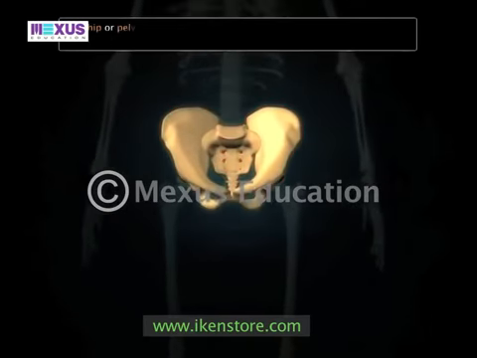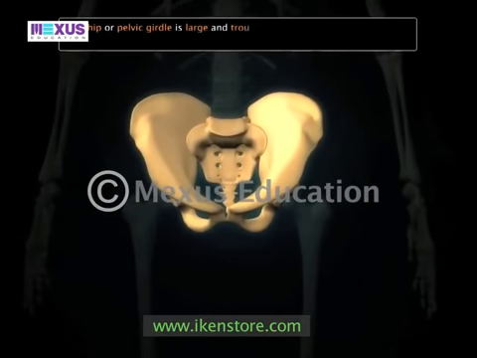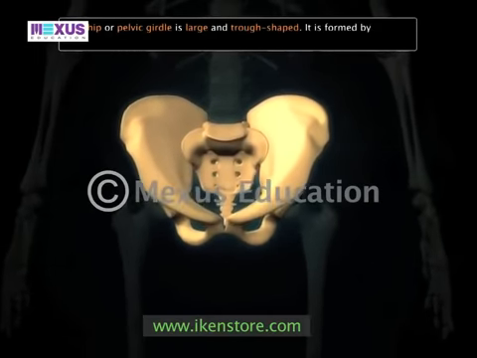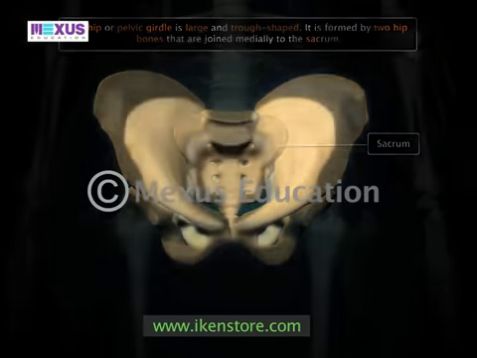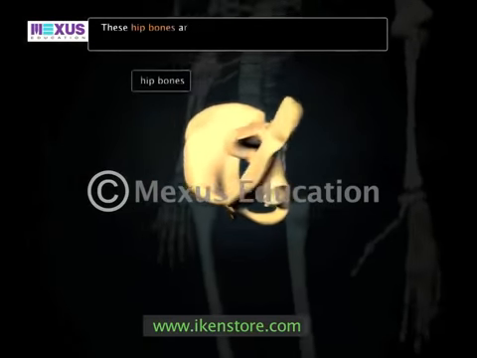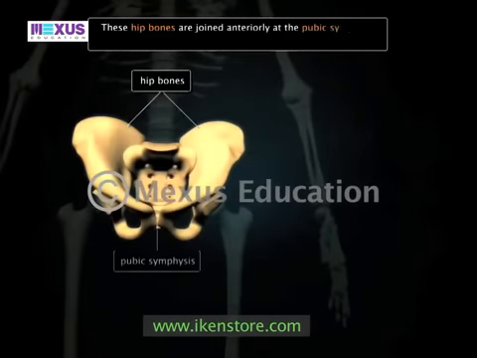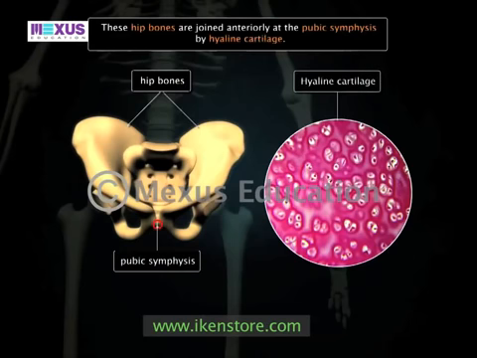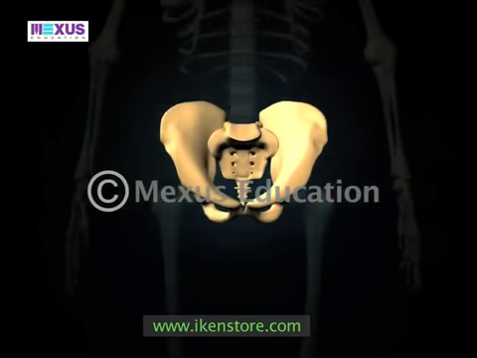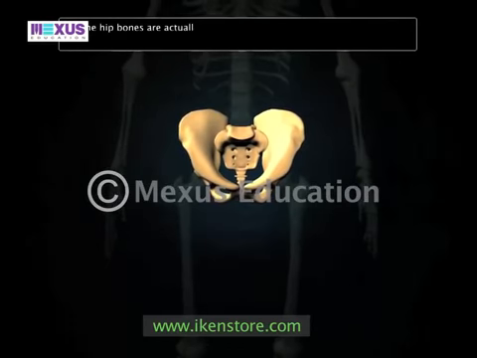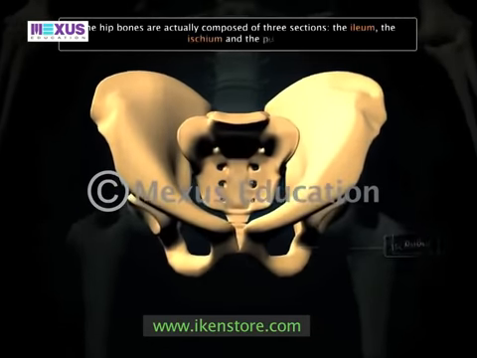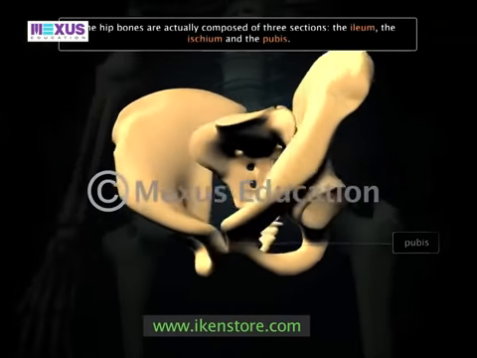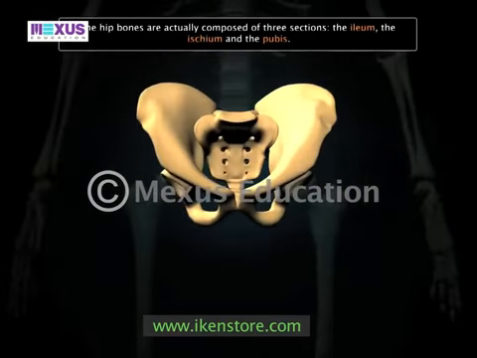The hip or pelvic girdle is large and trough-shaped. It is formed by 2 hip bones that are joined medially to the sacrum. These hip bones are joined anteriorly at the pubic symphysis by hyaline cartilage. The hip bones are actually composed of 3 sections: the ilium, the ischium, and the pubis. These sections are fused in adulthood but exist as separate bones in childhood.